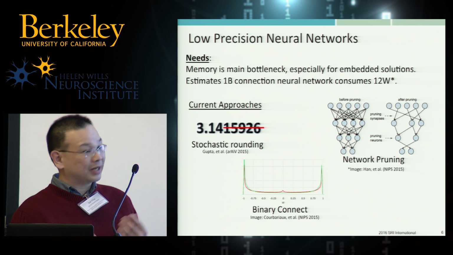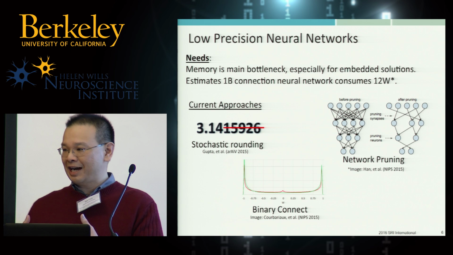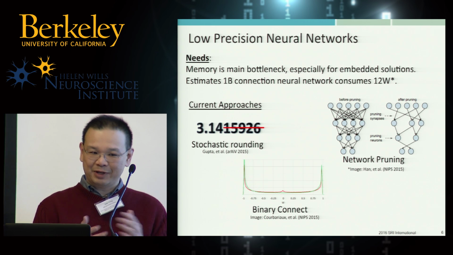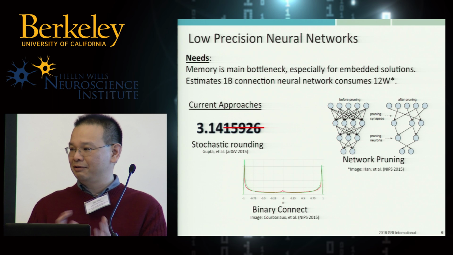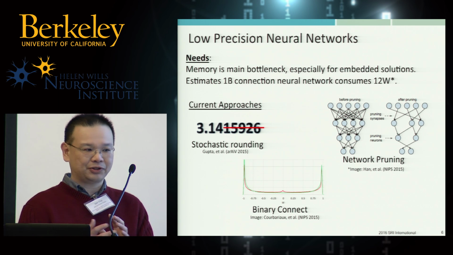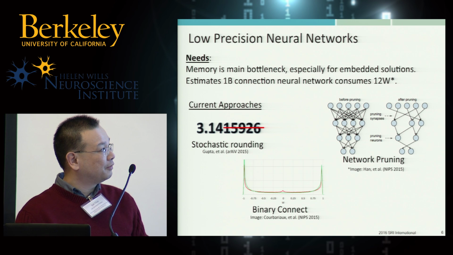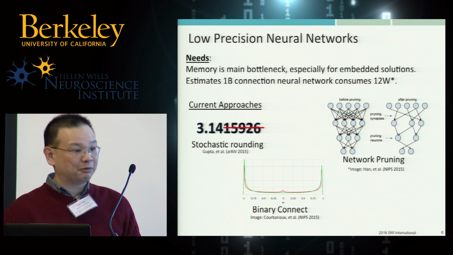For folks that have looked at stochastic rounding, you don't want to round down all the time because then you bias your result one way or the other, and you can't round up all the time. You have to statistically understand how you're rounding, really up or down, so that you don't bias your training results. There's very recent work from NICE 2015, folks from Stanford and NVIDIA, looking at network pruning.